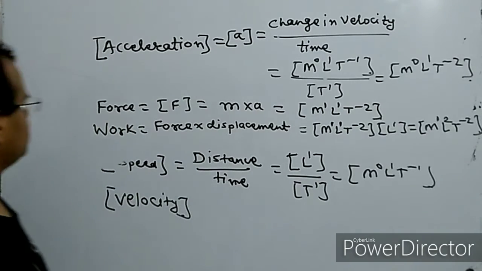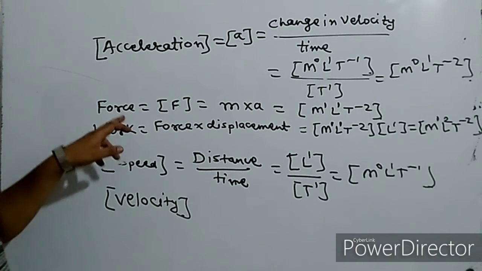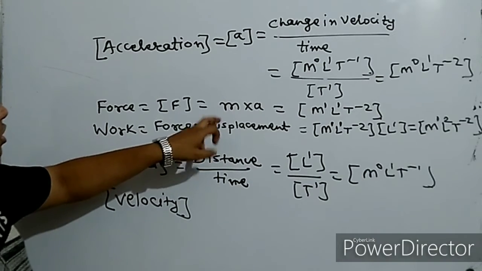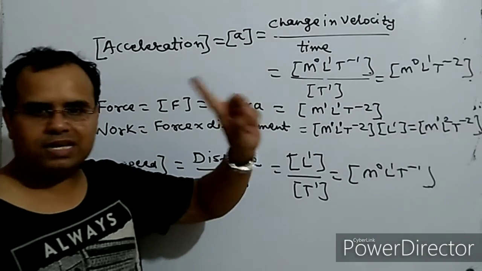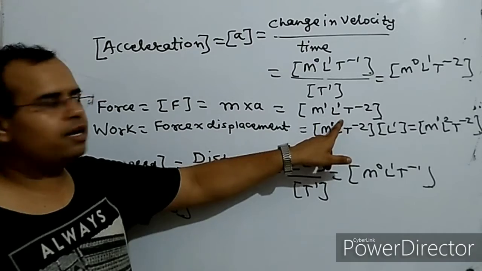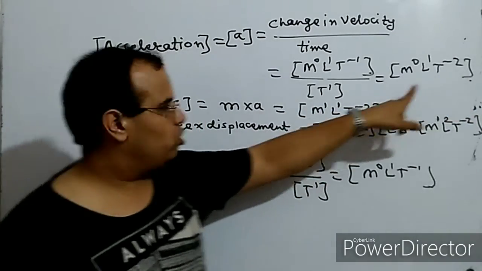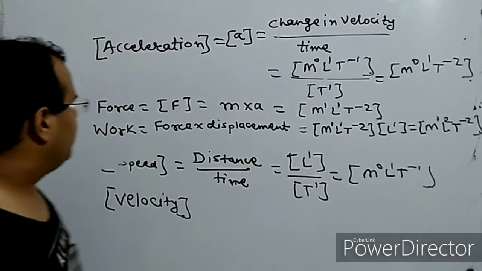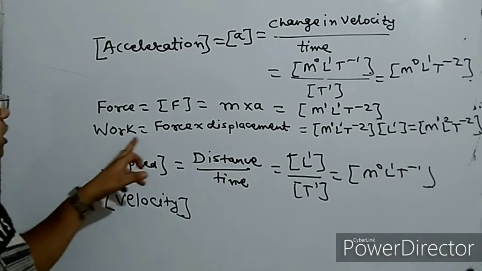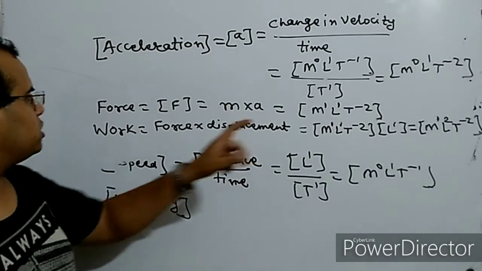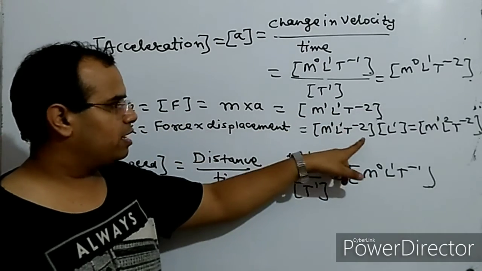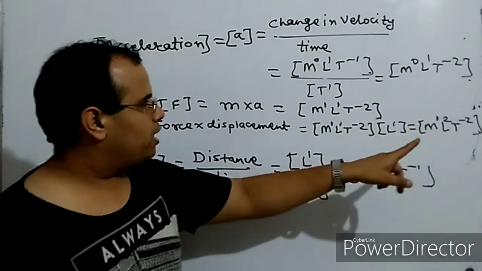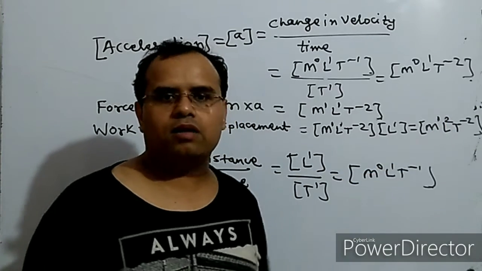Okay, next is force. Now what is force? Force is mass into acceleration. So what is the dimensional formula of mass? It is M1, multiplied by acceleration L1 T to the power minus 2. So that gives you M1 L1 T to the power minus 2. Okay, next is work. You know that the formula of work is force into displacement. Force is M1 L1 T to the power minus 2, multiplied by the displacement, that is length, L1. So that gives you M1 L2 T to the power minus 2.